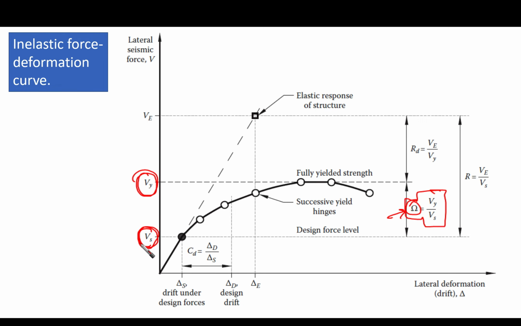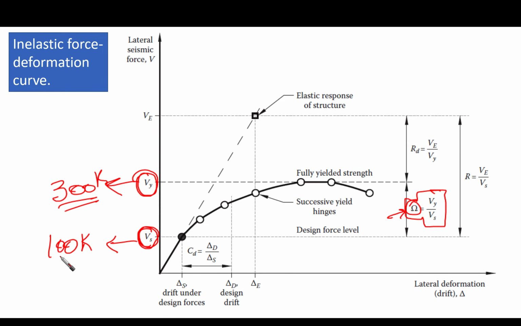It means that the design forces that we have designed our structure with are not the ultimate maximum strength of the structure. It is only a portion of it. As you can see here, VY is almost more than double VS. This means that this overstrength factor is huge. When you design your structure for 100 kilonewton lateral force, the structure can resist almost 300 kilonewton. So this is huge.